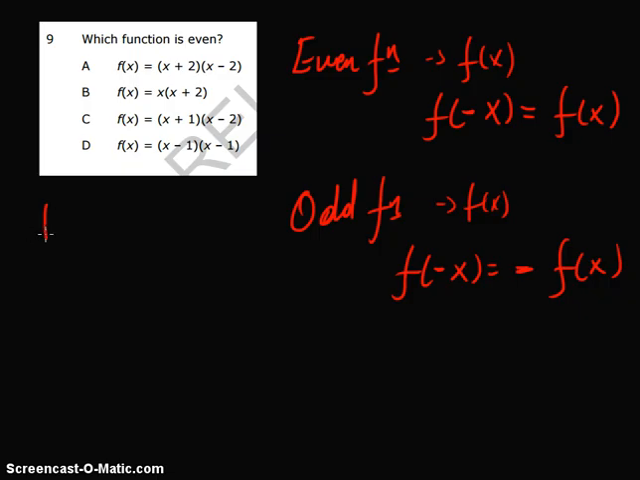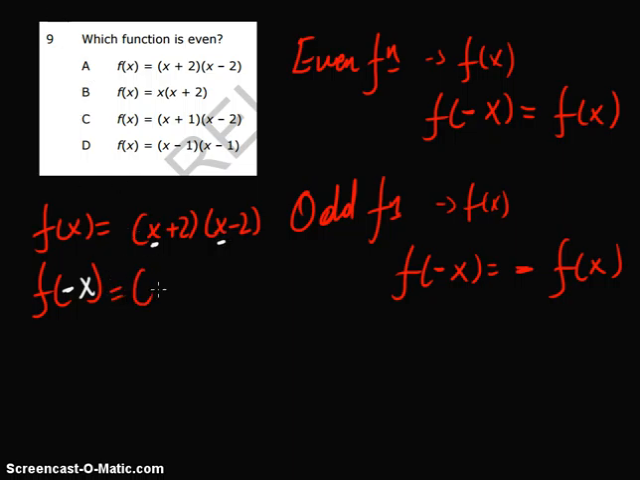A says f of x is equal to x plus 2 and then x minus 2. So what I'm going to do is replace the x by negative x. Every time I see an x in here, here and here, I'm going to replace it by negative x, which becomes negative x plus 2, and then close it, and this x is going to be replaced with negative x minus 2.